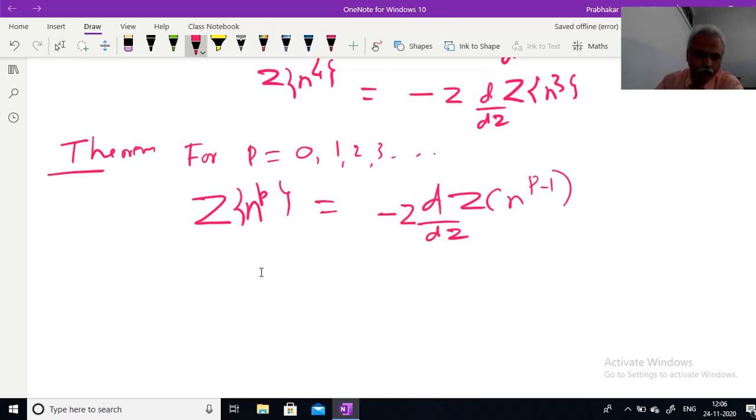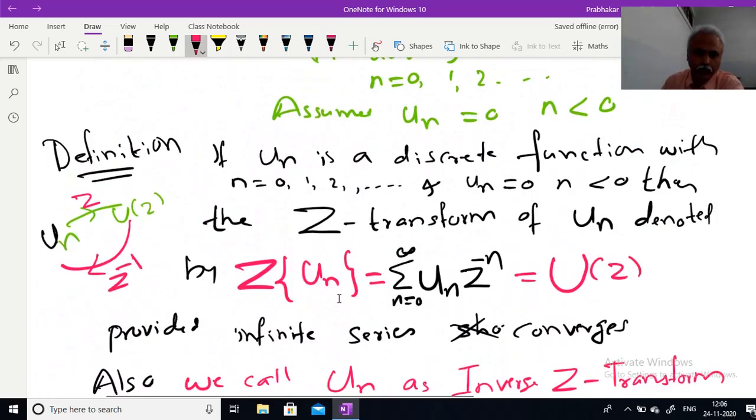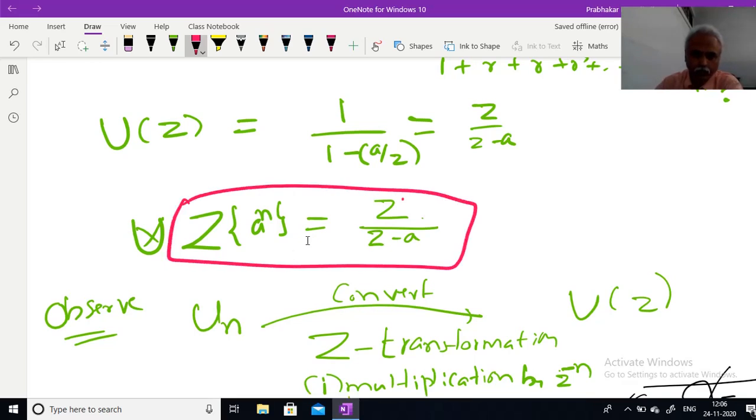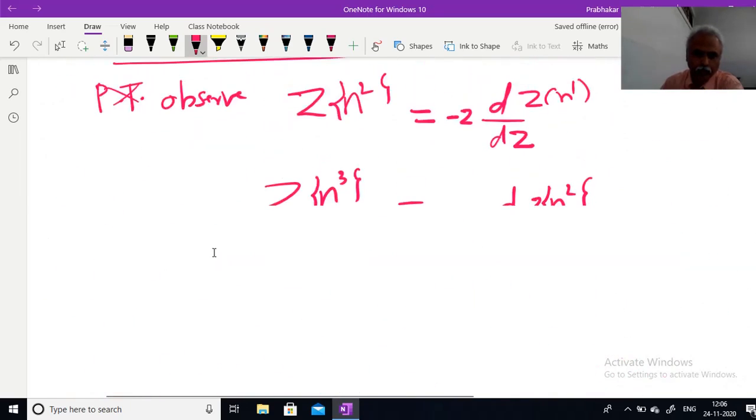So now, next example you observe. We proved that before the definition, do you remember? Z transform of a raised to n. I will show you that Z transform of a raised to n was z upon z minus a. If it is 2 raised to n, z upon z minus 2; 3 raised to n, z upon z minus 3. Now I'll use that.